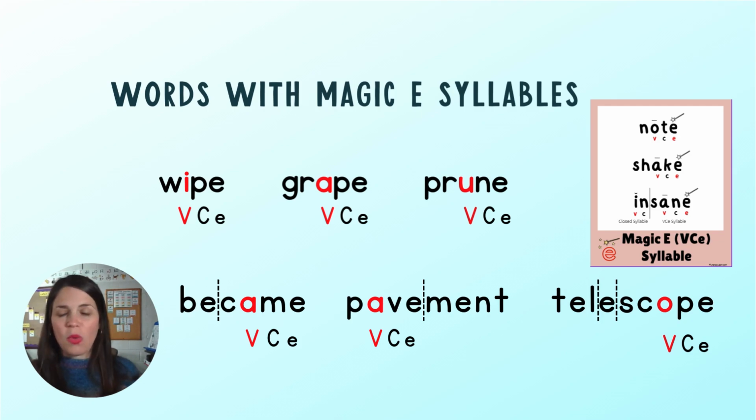Now, you might be saying, why is this important? Knowing the syllable types helps us to accurately pronounce the vowel sound within words. So it's super important that you introduce the 6 syllable types to your students, and that they're able to identify them so that they're able to accurately read and spell words.